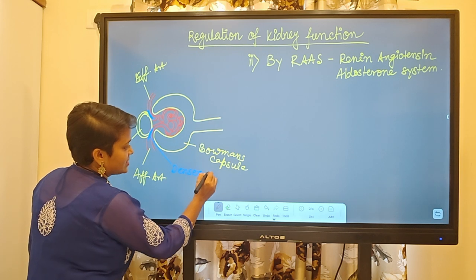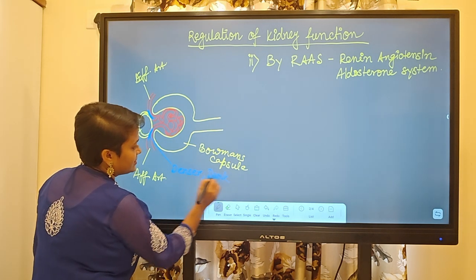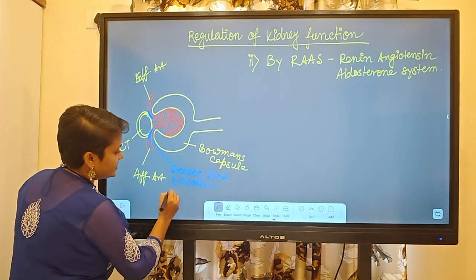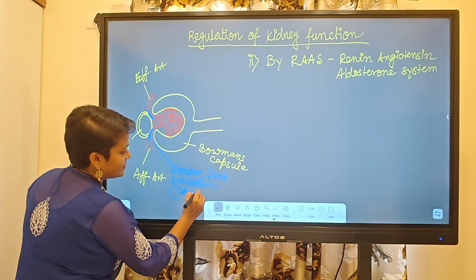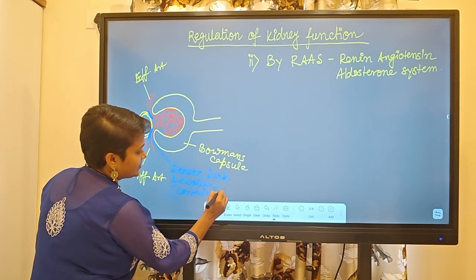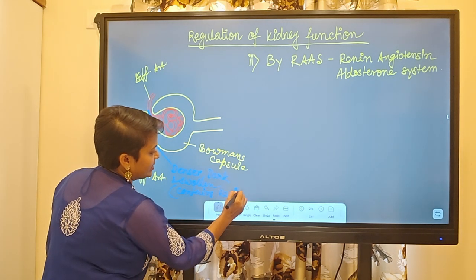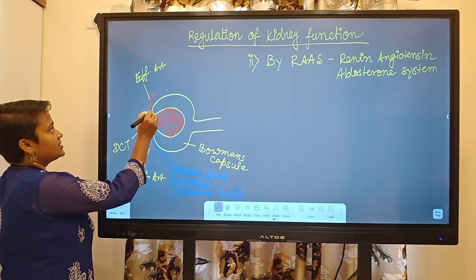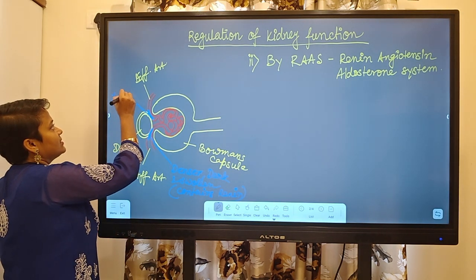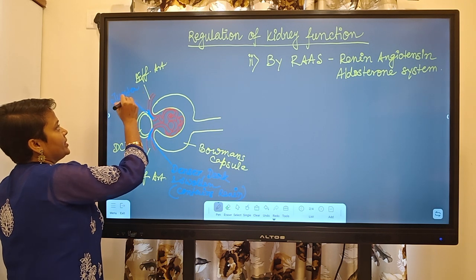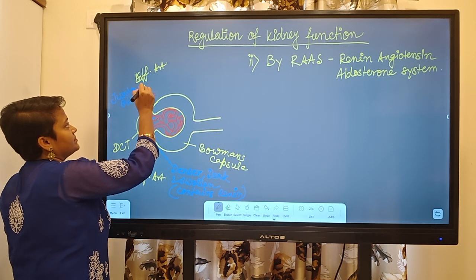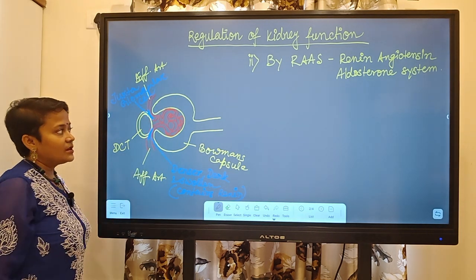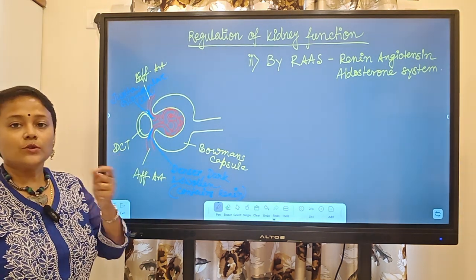Denser, dark, and swollen. And this contains the enzyme which is called renin. And these cells are called juxtaglomerular cells. Okay. What is the function of juxtaglomerular cell?